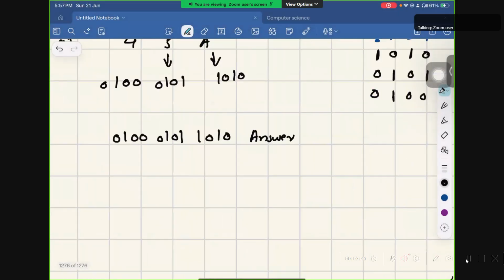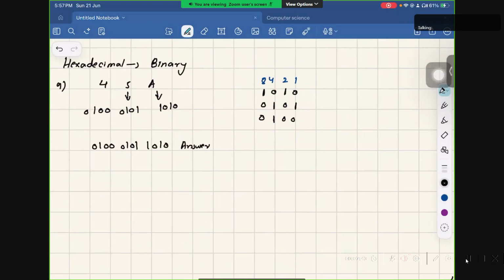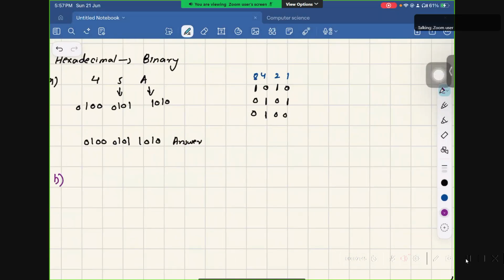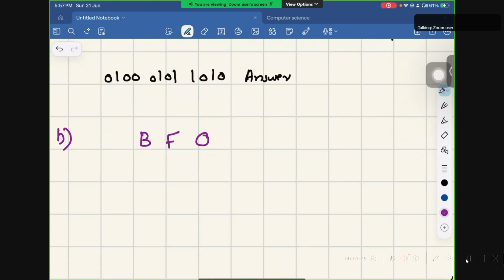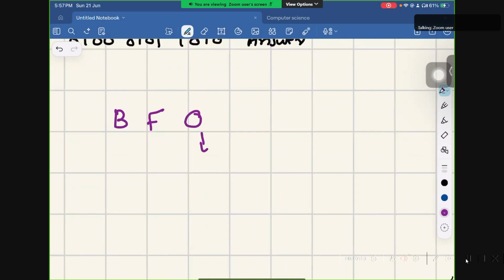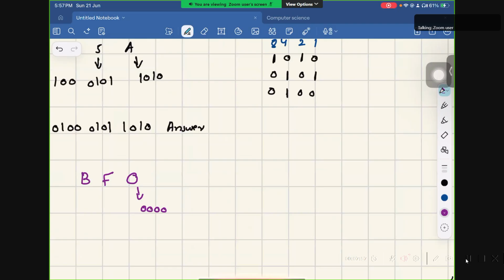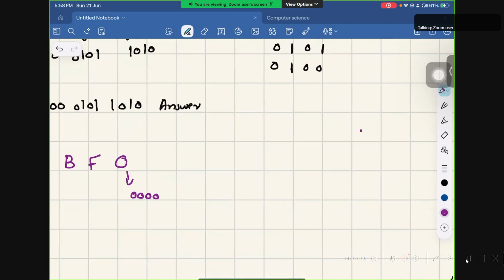For example, we have BF0. For 0, you can easily write down 0, 0, 0, 0. As you know, F is 15. So how can we make 15? 1, 2, 4, 8. 15 means all ones. 8 plus 4 is 12, 13, 14, and 15. So this is going to be all ones.